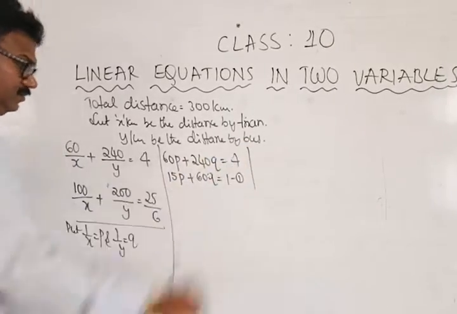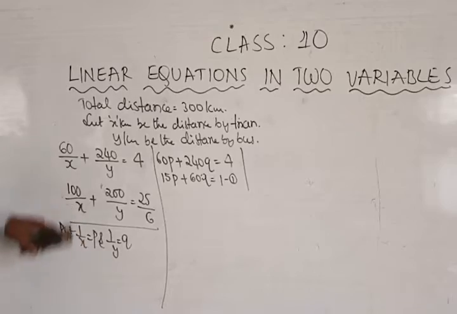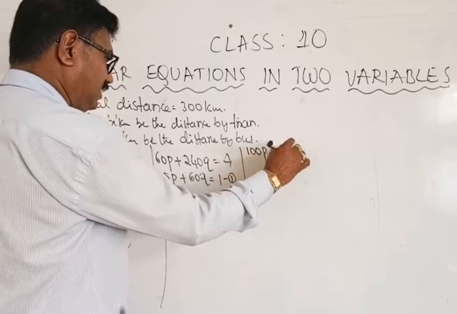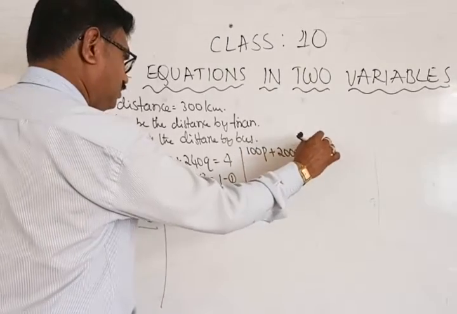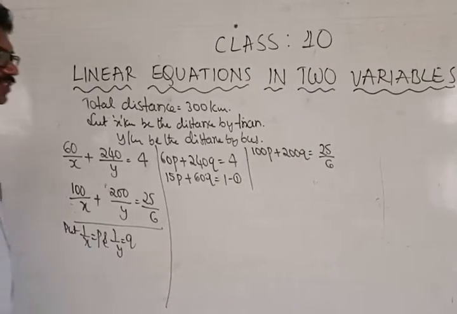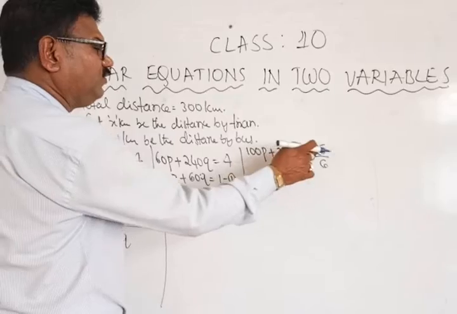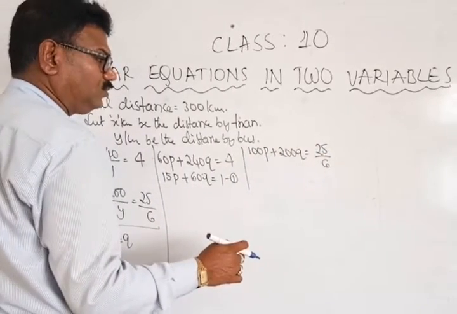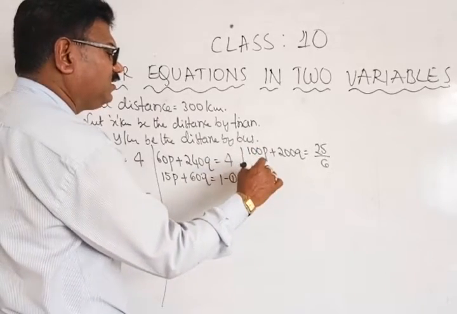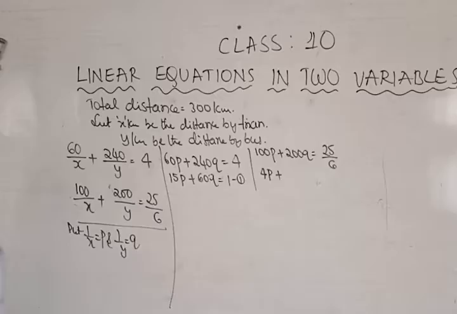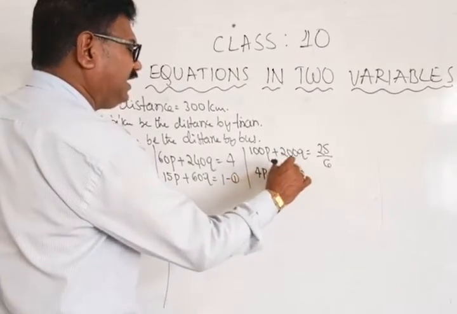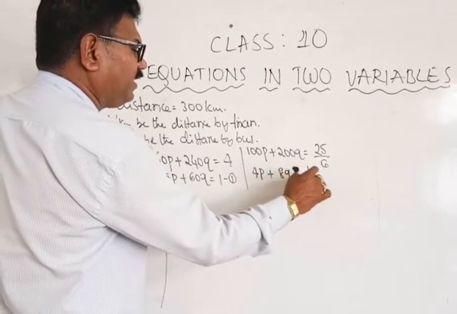This is the first equation. Then what about the second equation? 100p plus 200q equal to 25 by 6. First divide with 25: 4p plus 8q equal to 1 by 6.